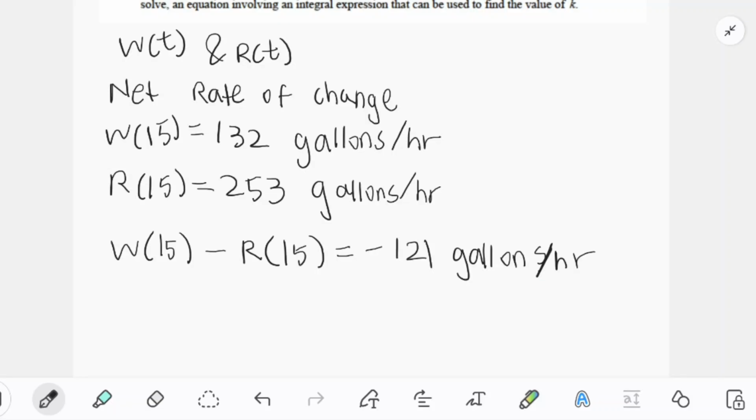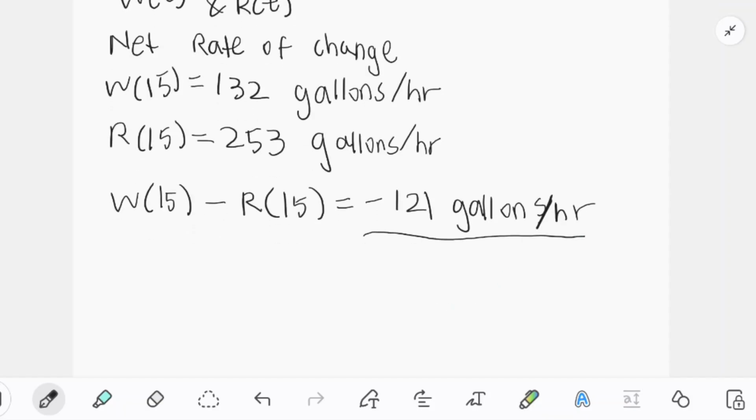So at time t equals 15, the amount of water in the tank is decreasing at 121 gallons per hour. The total rate of change is negative, so we know that the amount of water in the tank is decreasing at t equals 15. This is the answer to part A.